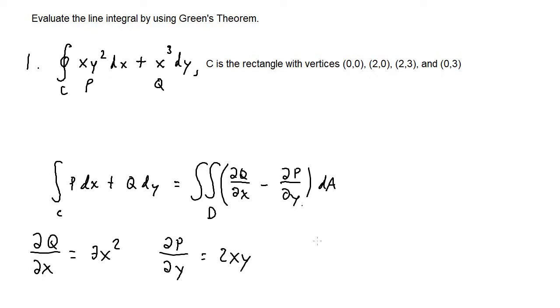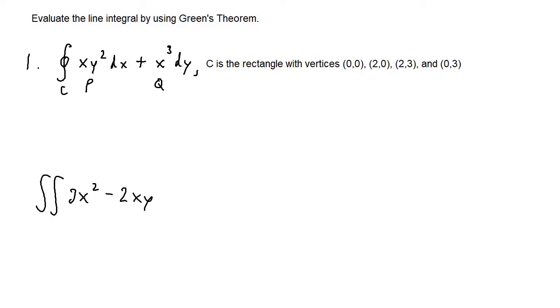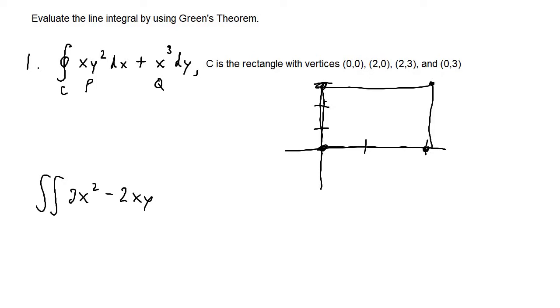So rewriting the formula, we have the double integral of the partial derivative of q with respect to x, which is 3x squared, minus the partial derivative of p with respect to y, which is 2xy. And so now we need to find our bounds of integration. If I go ahead and draw out this rectangle, we have C is the rectangle with vertices (0, 0), (2, 0), (2, 3), and (0, 3). So C is going to represent the outer line segments of the rectangle, and D is going to be the enclosed region.